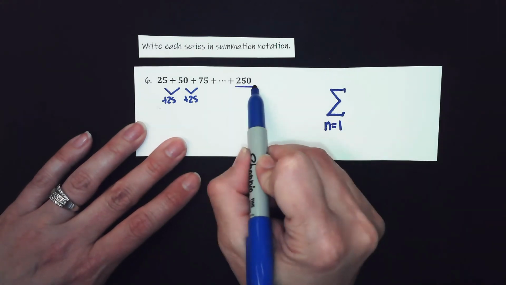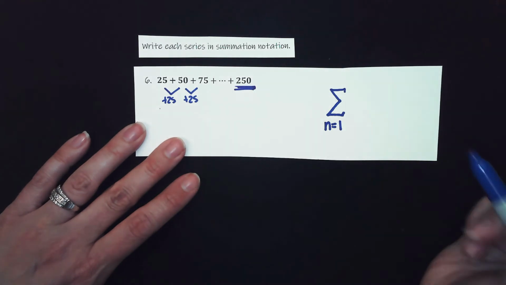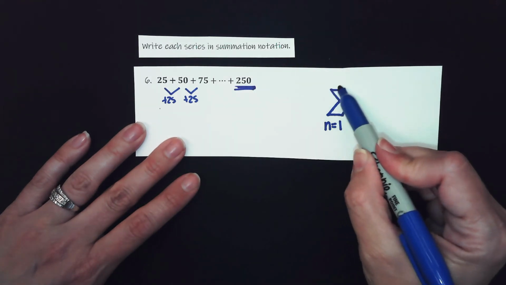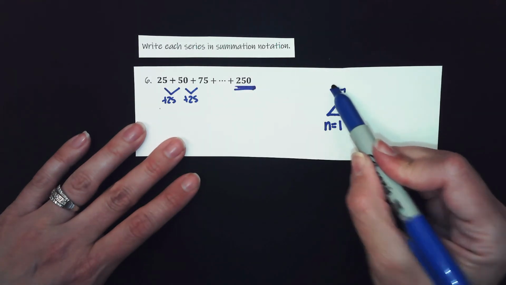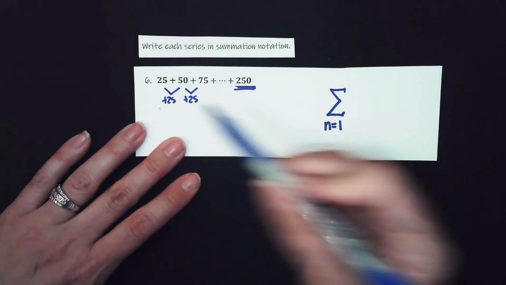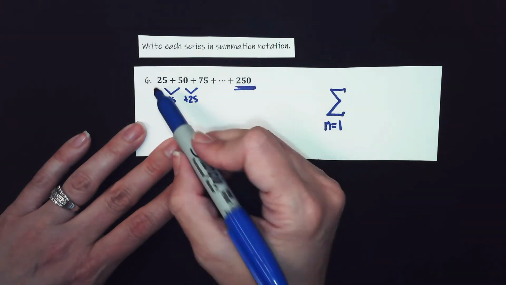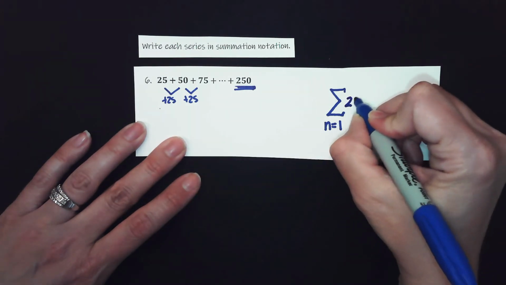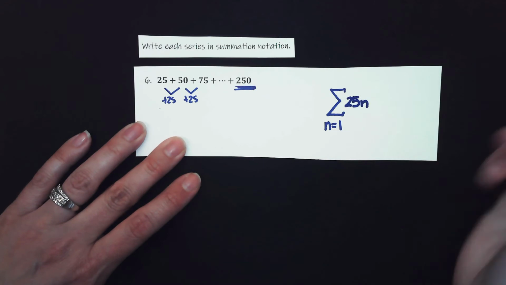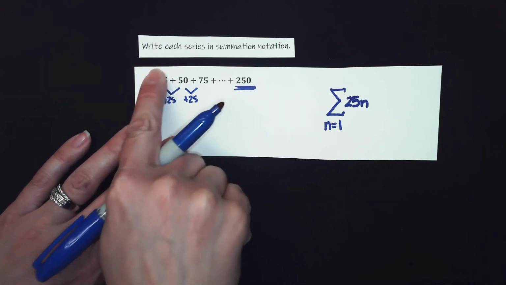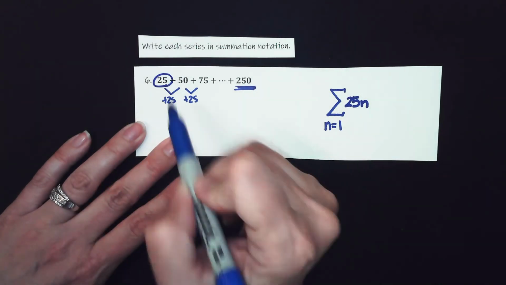But I go to term when an is 250, so I'm not quite sure how far I go yet, so I'm not going to fill this in yet. But I know I'm going to take 25 times n, and I would have to add or subtract something to get my first term if it wasn't already this.